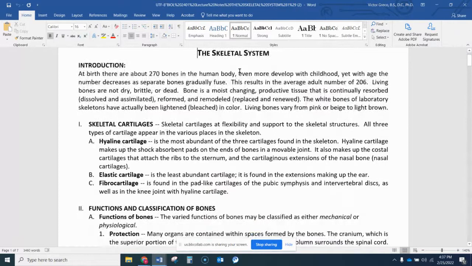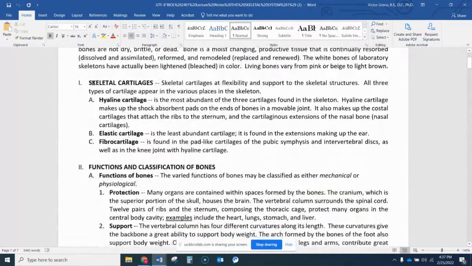So let's run through some items in this chapter. We're dealing with the skeleton, and part of the skeleton are the cartilages involved with the skeleton. So we should know the 3 types of cartilage and a little bit about each one, right? Which we already do because we covered these 3 types of cartilage in the lab when we covered tissues.